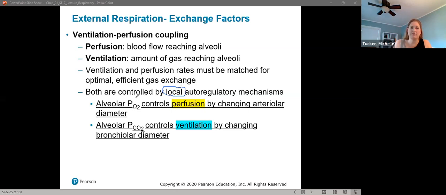The alveolar PO2, so oxygen levels, are going to control the perfusion rate. So how fast blood is going through is controlled by oxygen because it will affect arteriolar diameter. So it can cause constriction at the arterial level to decrease perfusion, or dilation at the arterial level to increase perfusion.